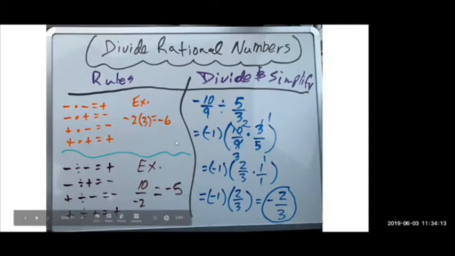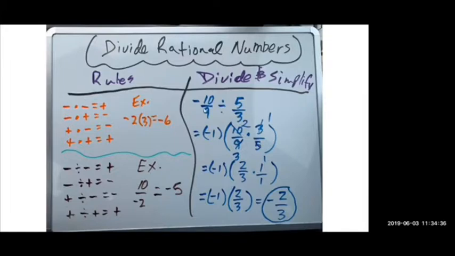All right, so let's go to the blue section, dividing and simplifying. Here we have, now it's going to get a little more complicated. We have negative 10/9 divided by a positive 5/3. These are not integers, they're fractions, but the rules still apply for dividing integers. Notice I factor that -1 out in my first step. And then I write 10/9 times 3/5.